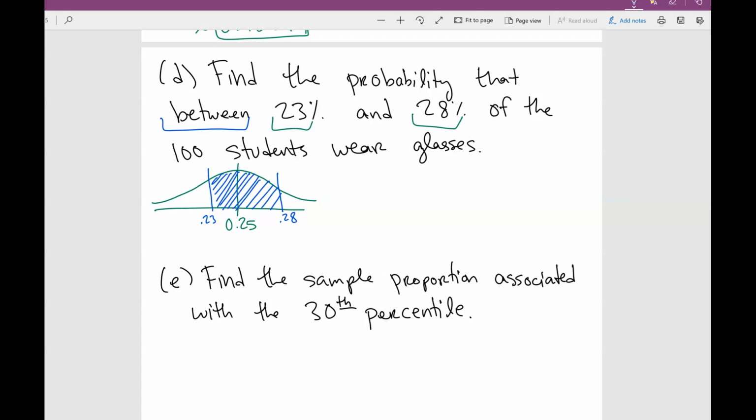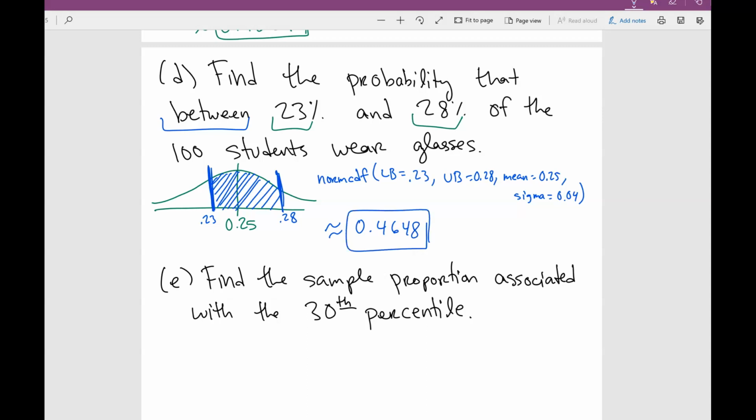So again, we're going to use normal CDF. So norm CDF. My lower bound, in this case, is not negative infinity because look at the area. The area starts at 0.23, so my lower bound is 0.23. My upper bound is where it ends, which in this case is going to be 0.28. My mean hasn't changed. It's still 0.25. And my sigma is still 0.04. Okay, and when I put this into the calculator, I'm going to get 0.4648. That is my answer.